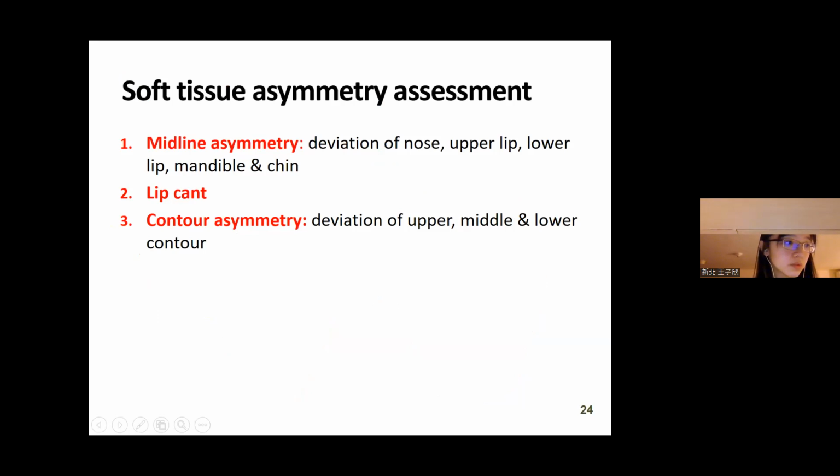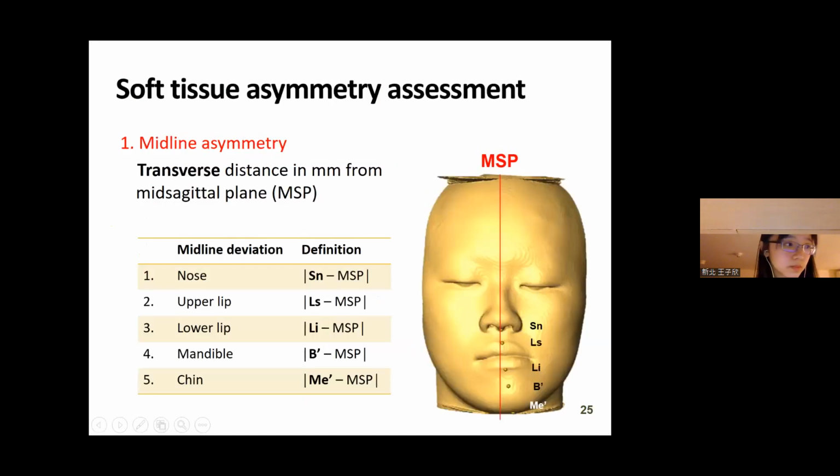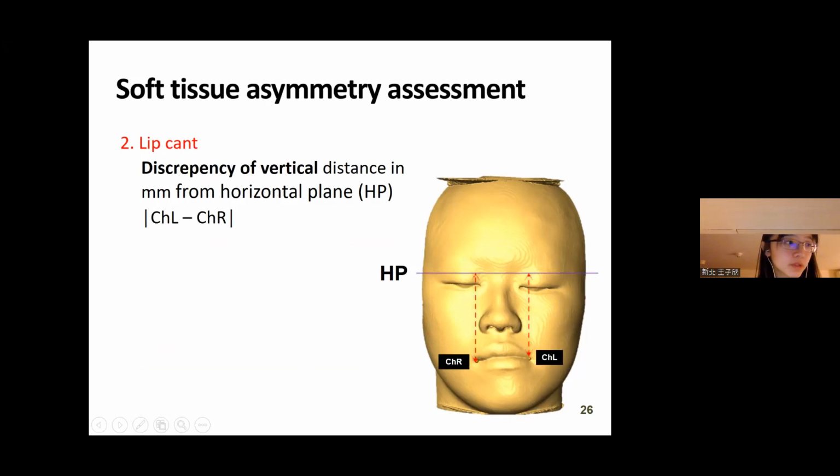For soft tissue asymmetry, outcomes include 3 categories: soft tissue midline asymmetry, lip cant, and contour asymmetry. For soft tissue midline asymmetry, nose, upper lip, lower lip, mandible, and chin deviation were measured by the transverse distance of 5 landmarks from the mid-sagittal plane. For lip cant, it was measured by the vertical distance difference between the left and right cheilion.